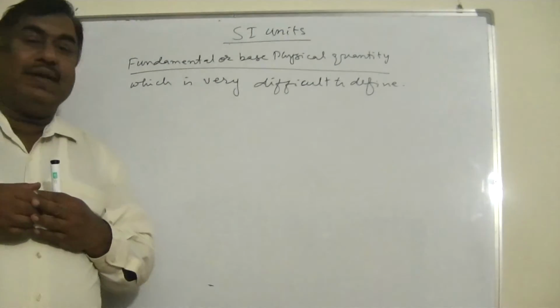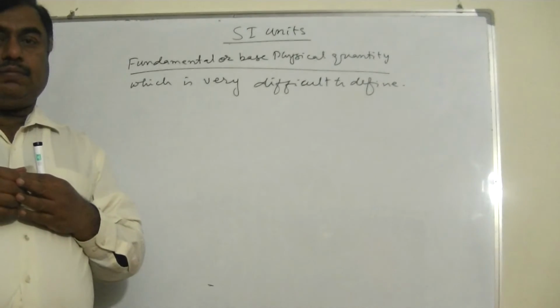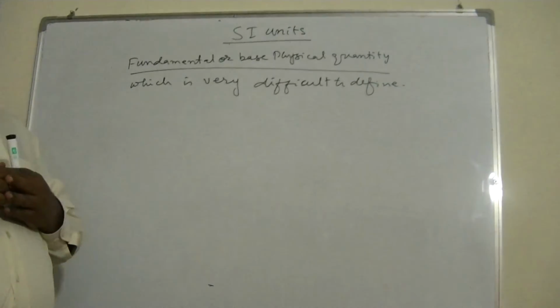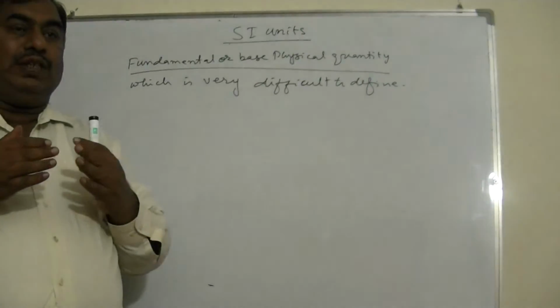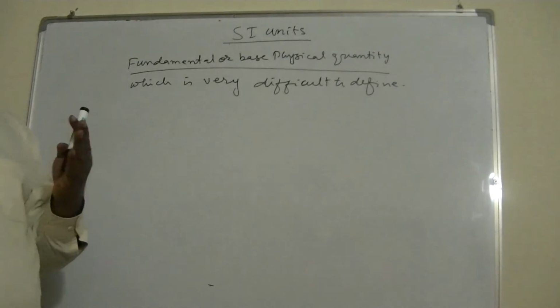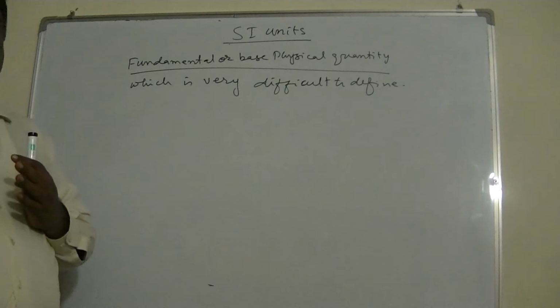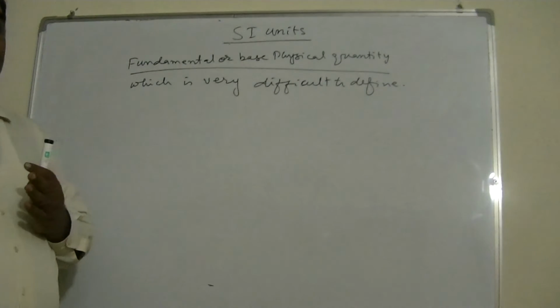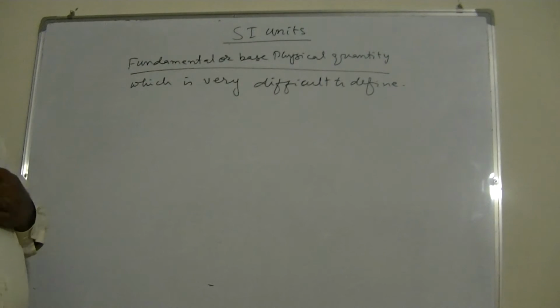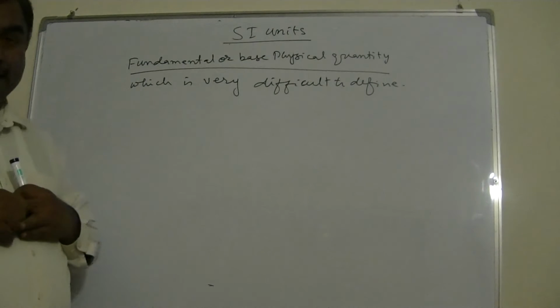Similarly, we cannot define length. Suppose you want to define length, you have a concept, but you cannot define it. You cannot tell any other body what length is. But everybody has the concept of length. So these are some fundamental or base quantities.